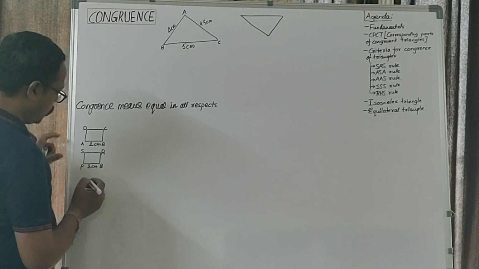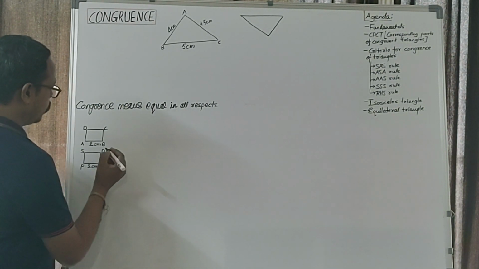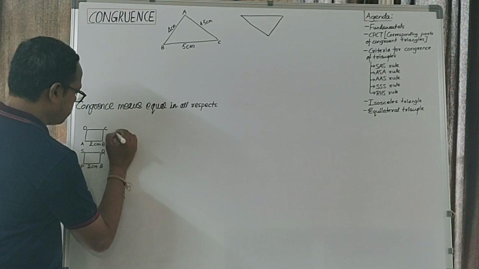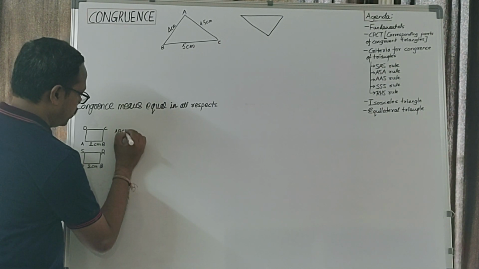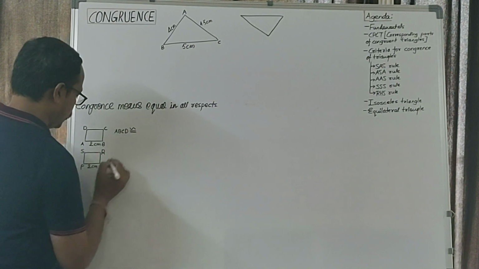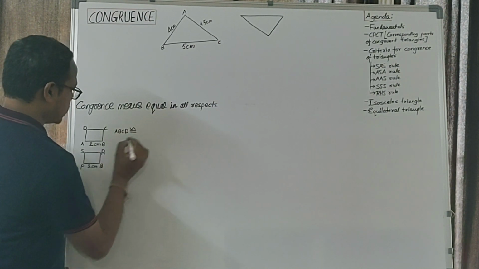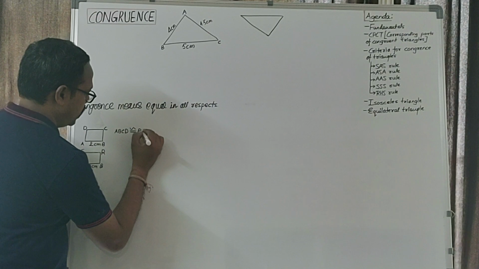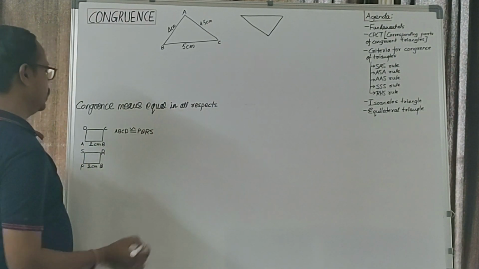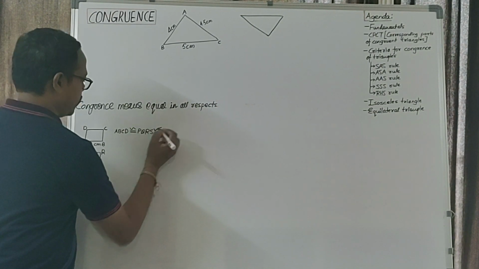Congruent. So from this, what will you write? Is it right to say that square ABCD is congruent to PQRS? This you can say. Correct to say.